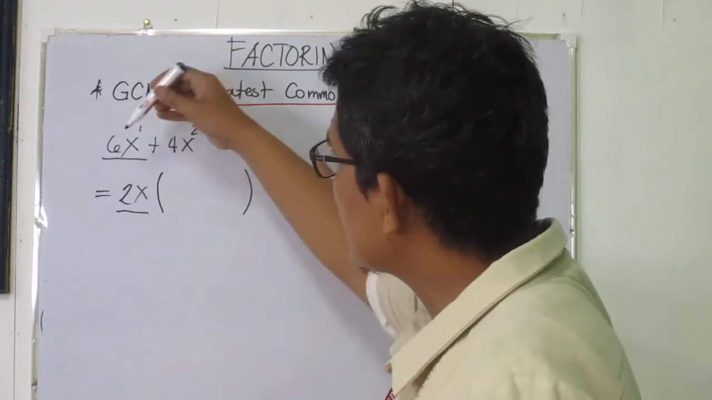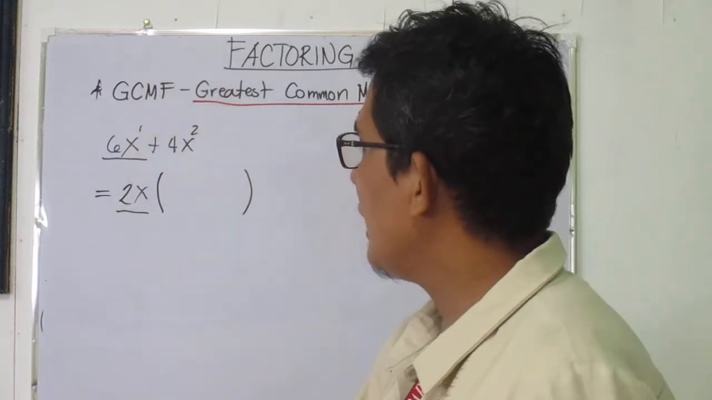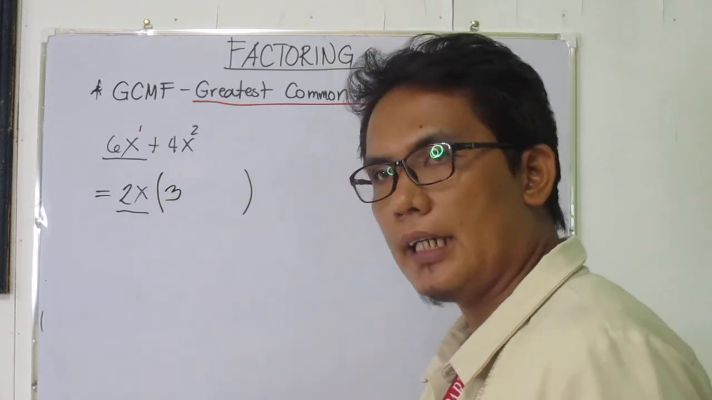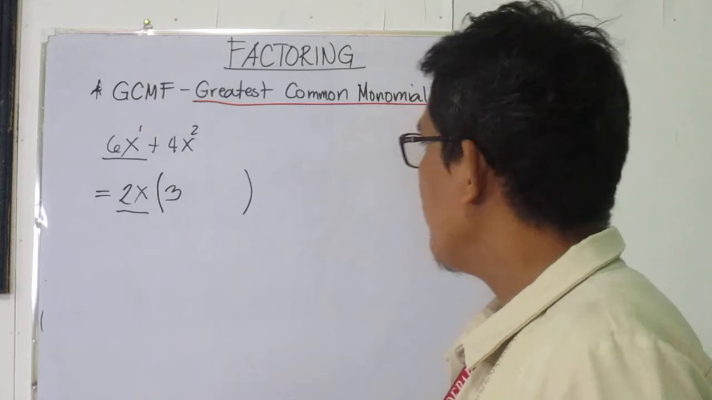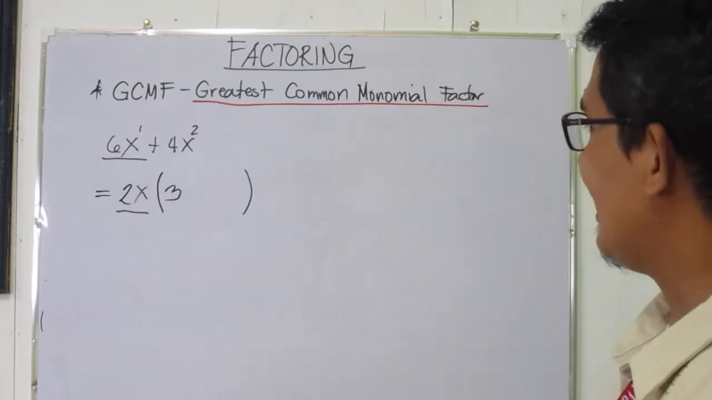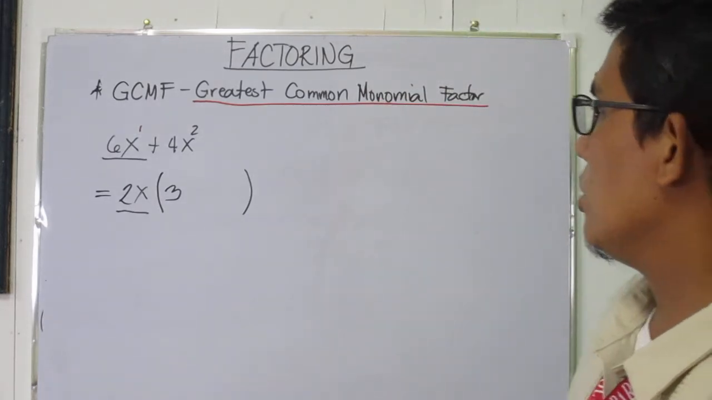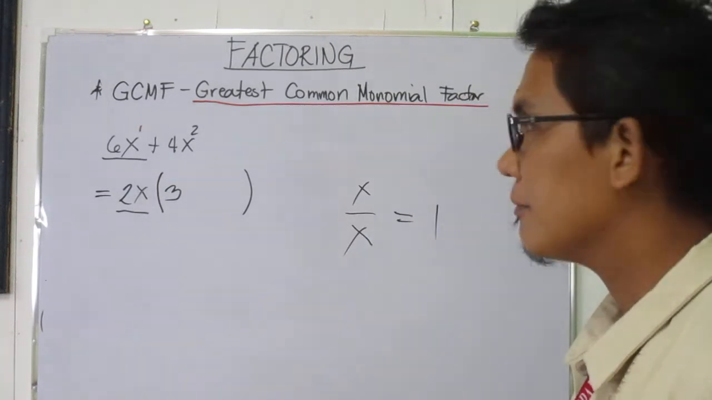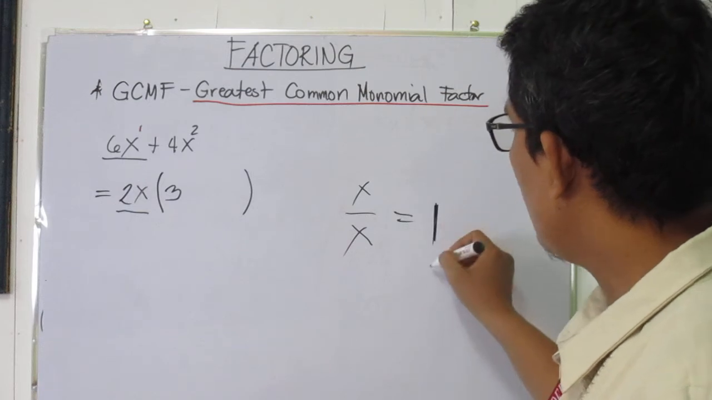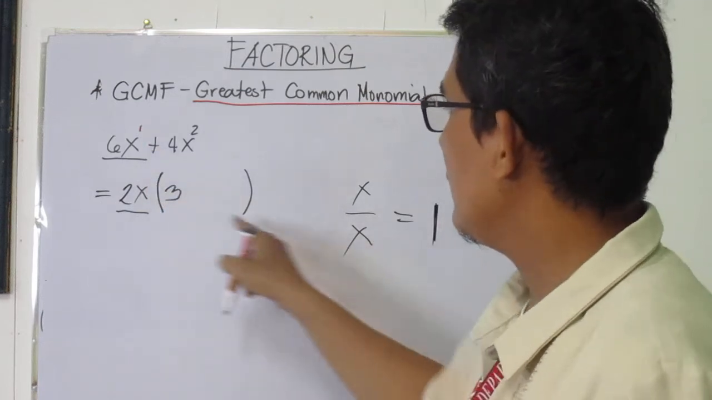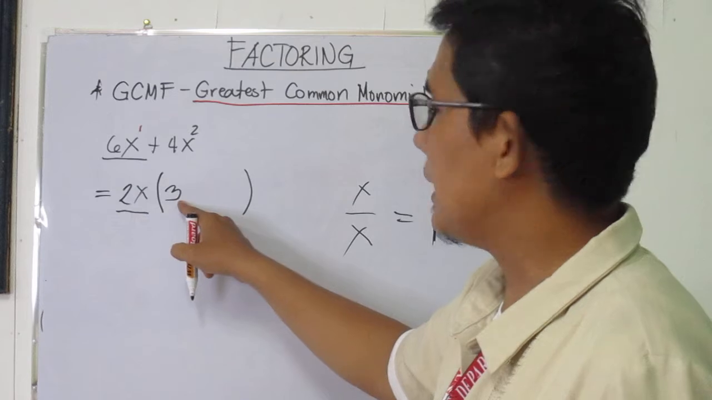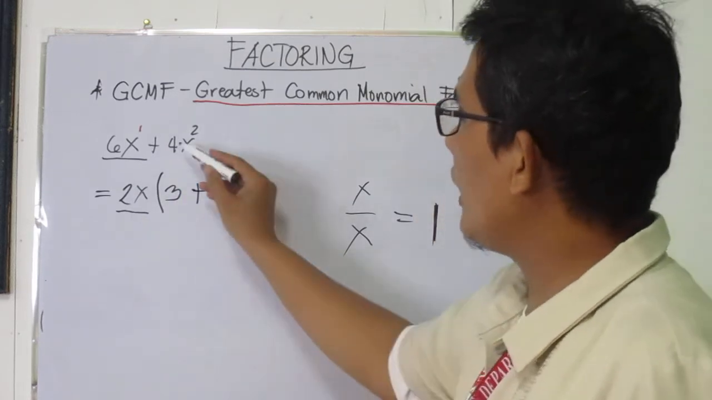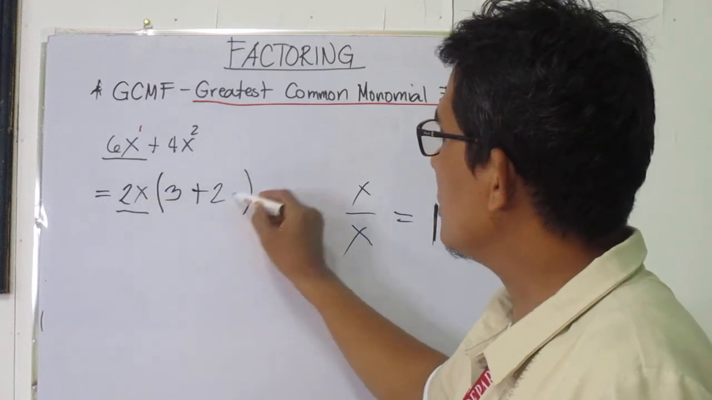So 6 divided by 2, the answer is 3. And we have x divided by x, that will be cancelled out. If you remember your grade 7 lesson, dividing monomials, if you divide x over x, the answer is 1. Right? So x divided by x is 1, times 3, and the answer is 3. And copy plus 4 divided by 2, the answer is 2.